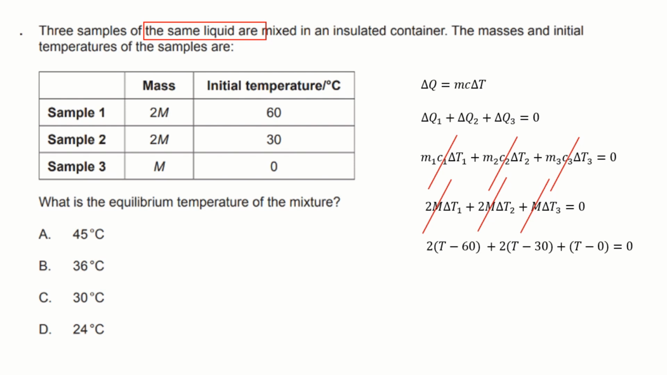This is where we can do a bit of maths. You can see we've got 5T here, and then we've got some other numbers that we can add up, 2 times 60, 2 times 30, add them together. We end up with an expression which is simply that 5T is equal to 180. And if we simply divide by 5, we end up with T equal to 36 degrees Celsius. And that's our answer B.